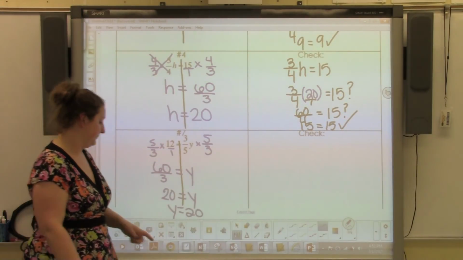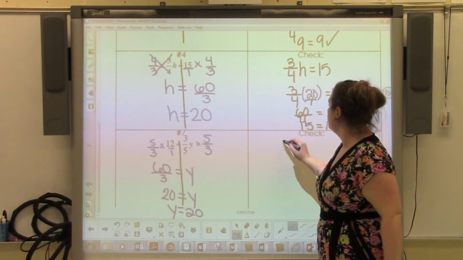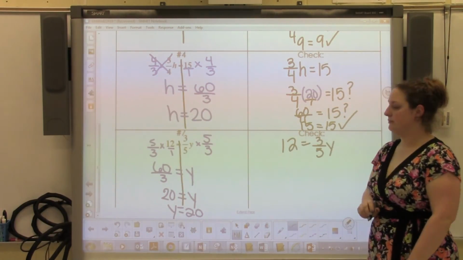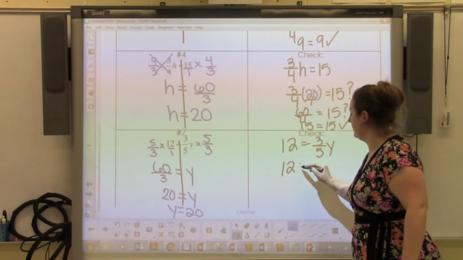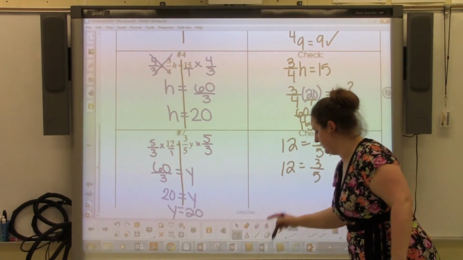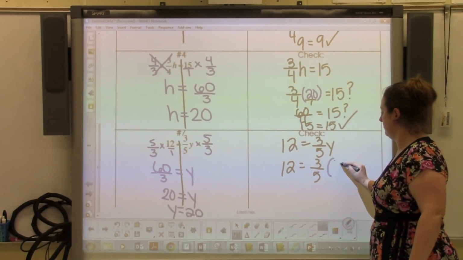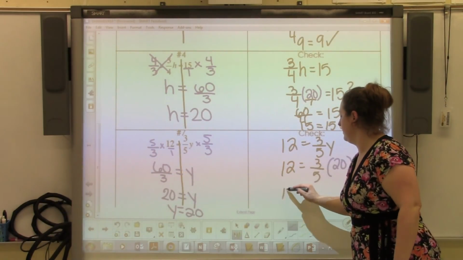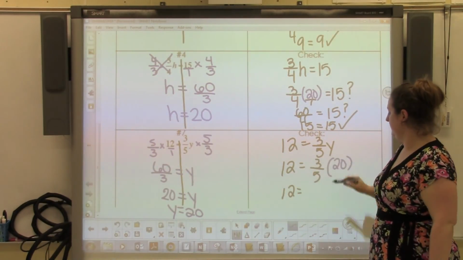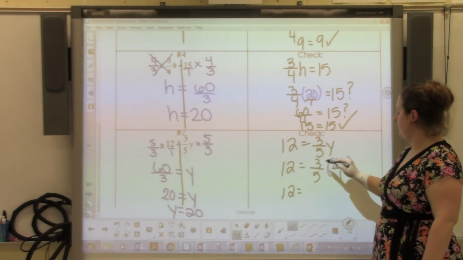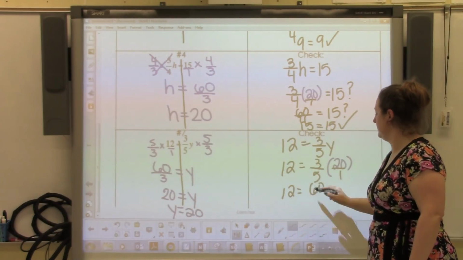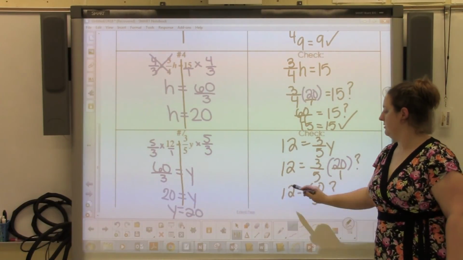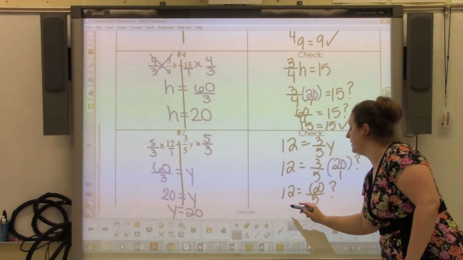Let's check. 12 is equal to 3 over 5 times y. We want to know, is 12 equal to 3 over 5 times 20? All right, same deal. We can write it over 1. 3 times 20 is 60, divided by 5. 12 is going to be equal to 12.